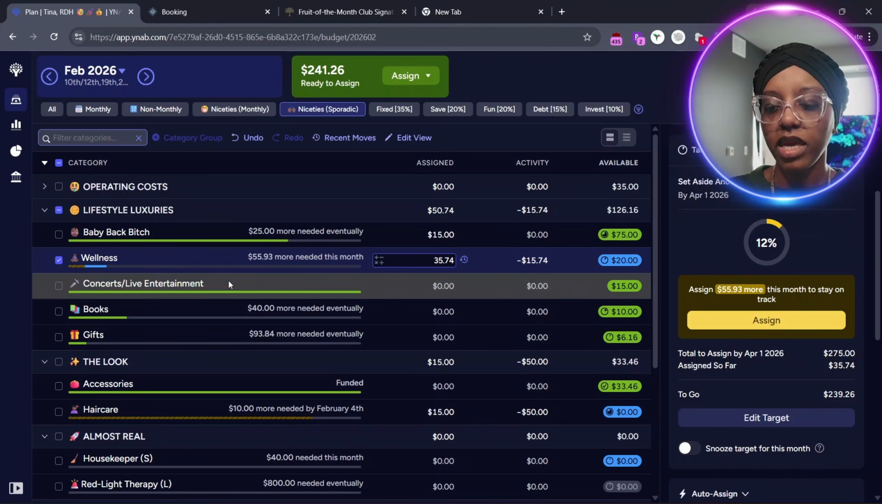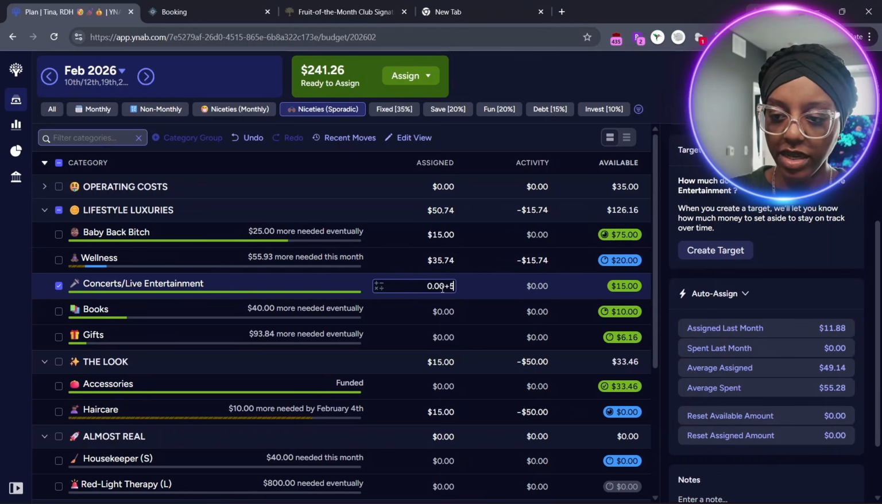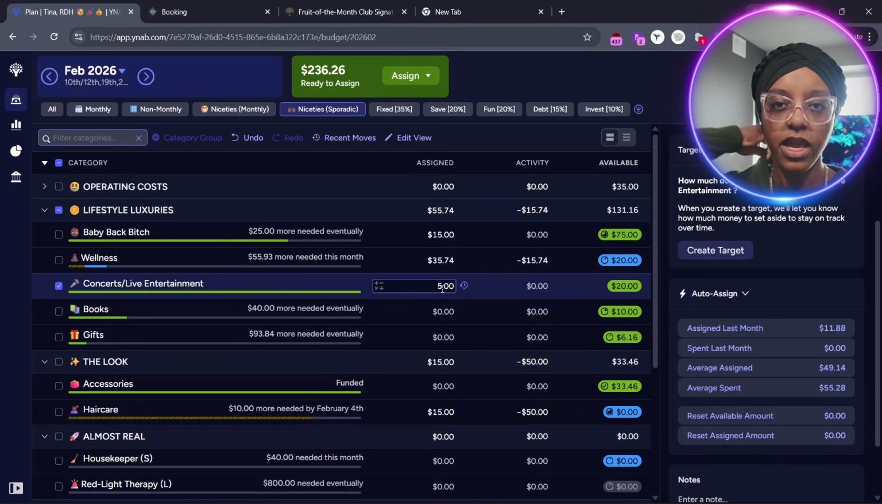Concerts and live entertainment. In a way, I could take out the money for the hockey ticket from concerts and live entertainment because I plan to be plenty entertained by hockey, but we'll just leave it where it's at. But actually, I'll put another $5 in there because if Josh Johnson does ever get his tickets for sale, or if there's another comedian or another whatever that I want to go to, I would like to have the money.